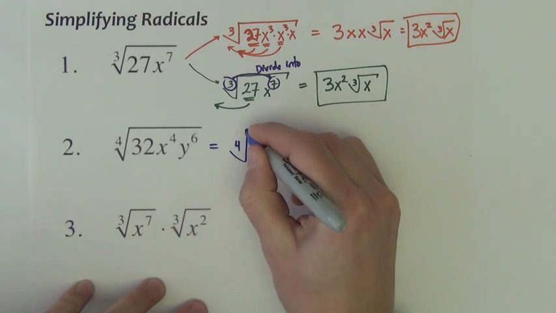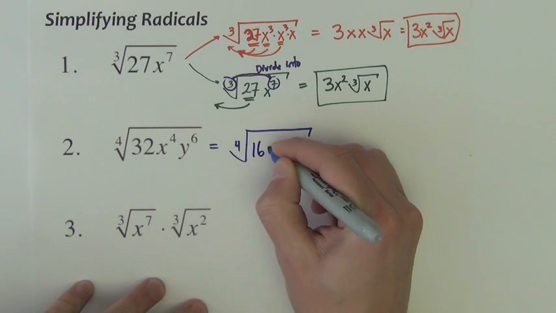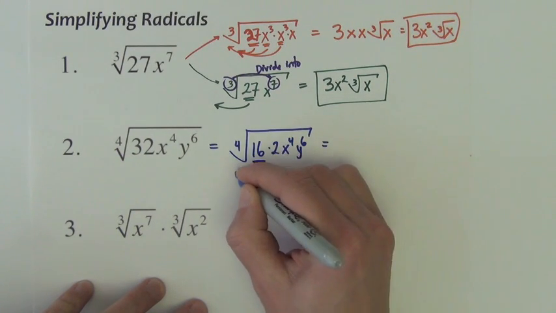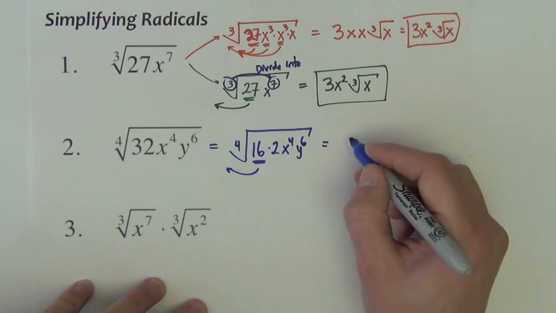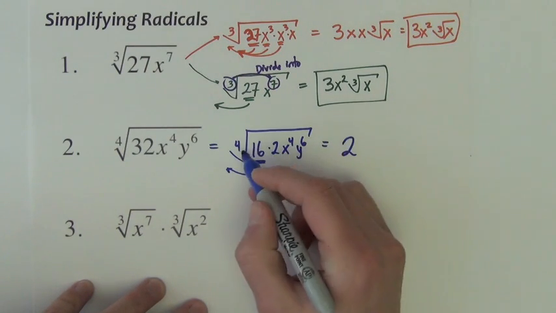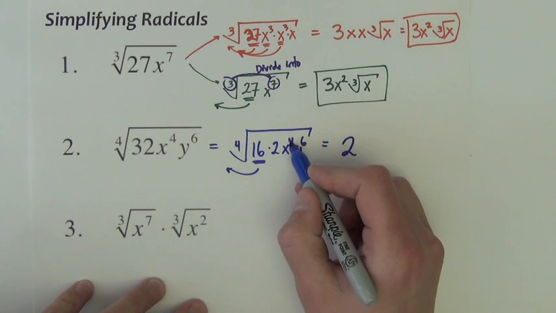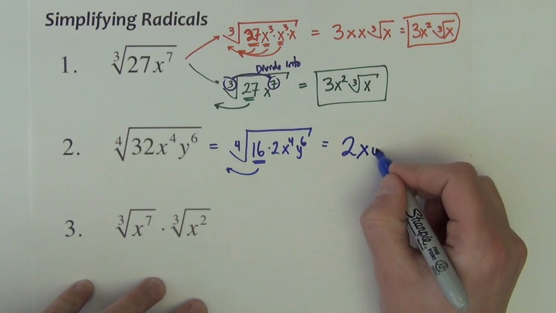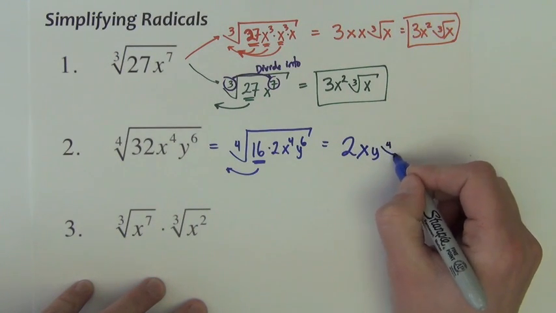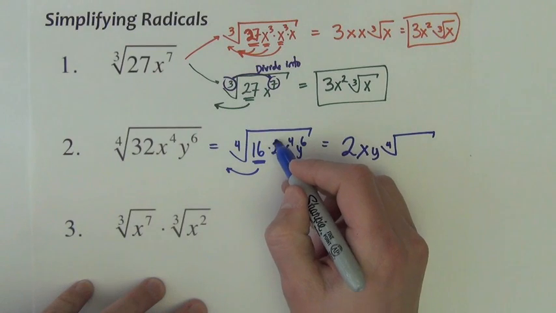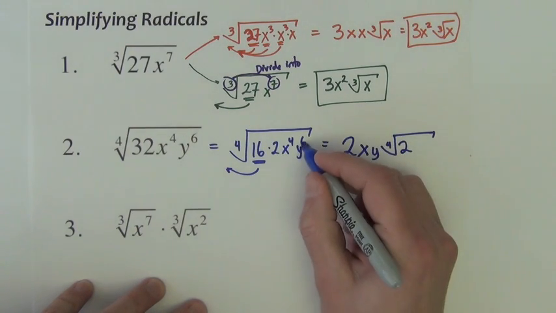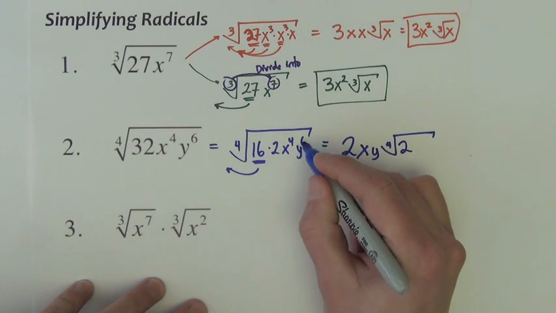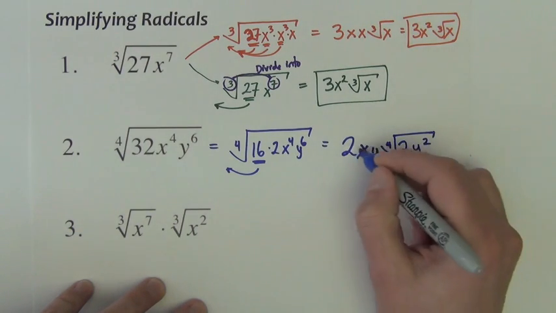So I have fourth root of 32 y to the 6th. 32 is 16 times 2. 16 is a fourth power. It's a fourth power of 2. So 16 comes out as 2. And now divide these. 4 goes into 4 one time. 4 goes into 6 one time. And left back underneath the radical is this 2. And the remainder that came with that was left over with the y's. 4 went into 6 one time with 2 left over.